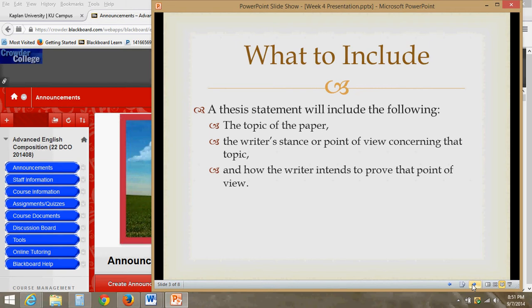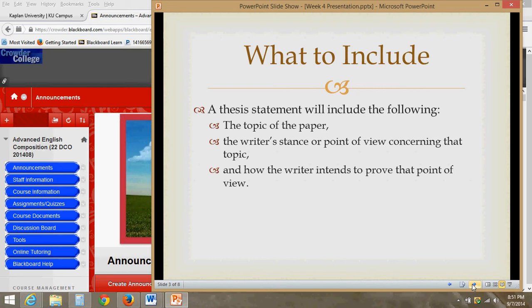It needs to have the topic of the paper, absolutely. But in any type of paper, you're going to have some sort of point of view or stance that you're going to communicate concerning the topic. So whether it's a persuasive essay or an explanatory synthesis, it needs to be clear what the purpose or point of view of the topic is going to be.